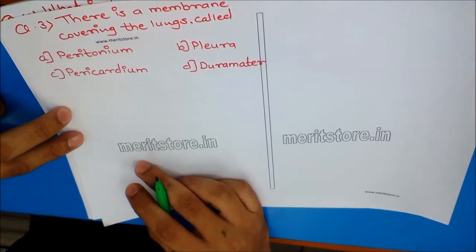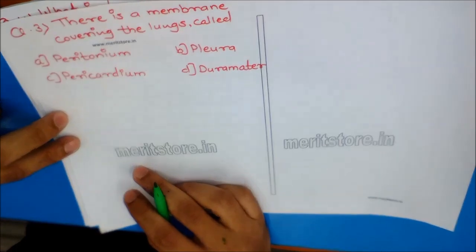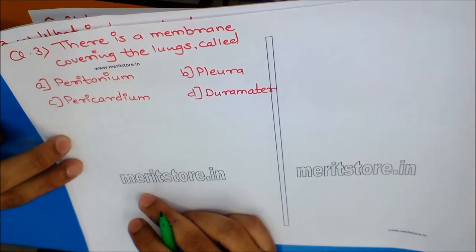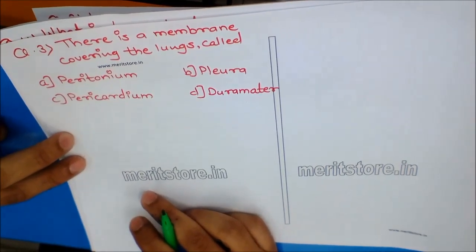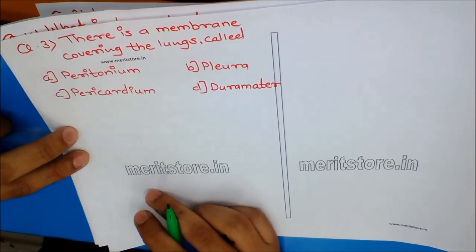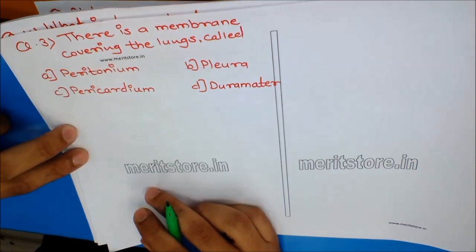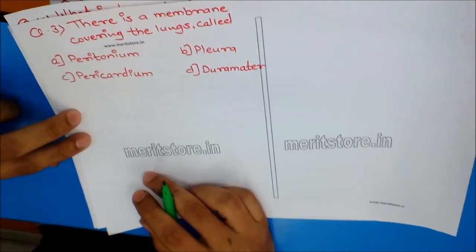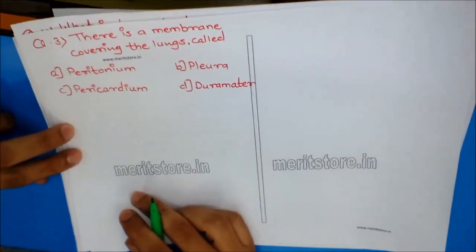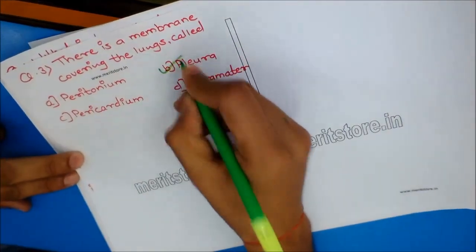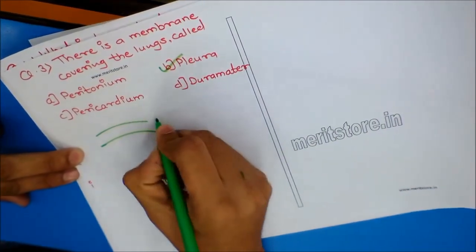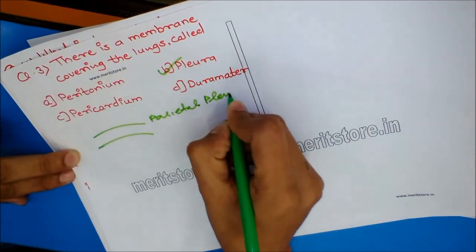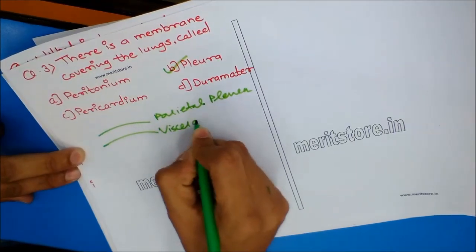Question number 3 is there is a membrane covering the lungs called option A peritoneum, option B pleura, option C pericardium, and option D dura mater. Each lung is enclosed in two membranes called the pleurae. The outer covering is adhered to the chest wall and diaphragm and is called the parietal pleura, and the inner covering membrane which closely covers the lung is called the visceral pleura. So the option is pleura. There are two layers, the outer being parietal pleura and the inner being visceral pleura.